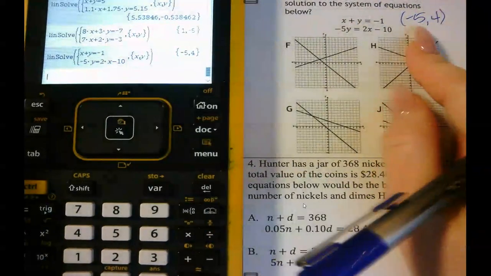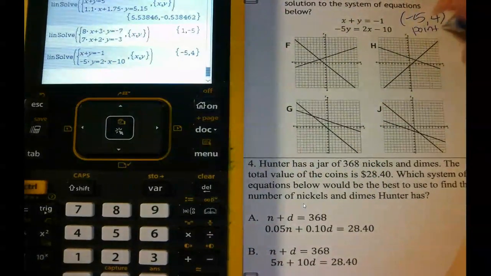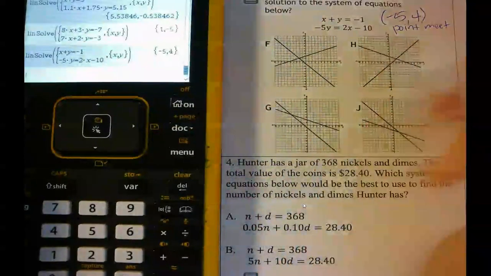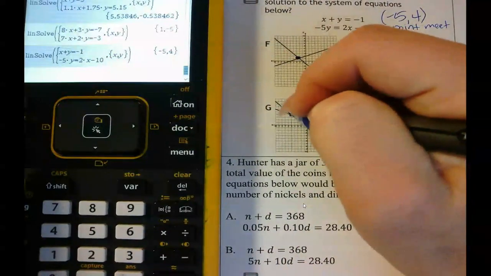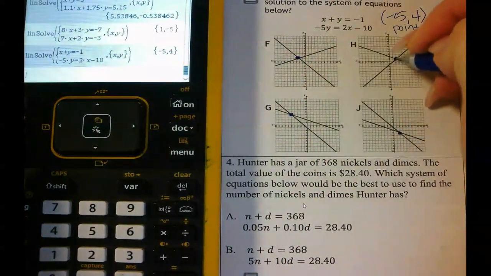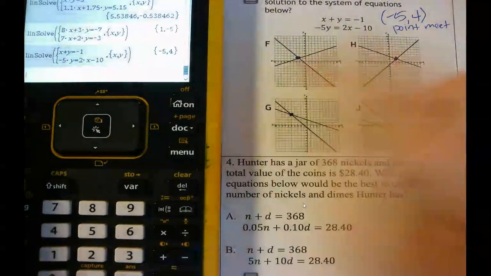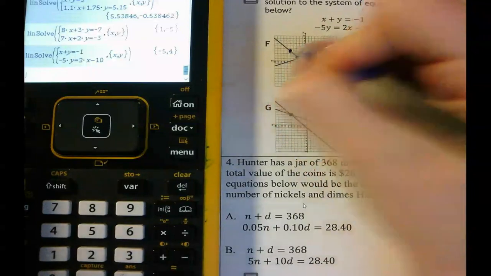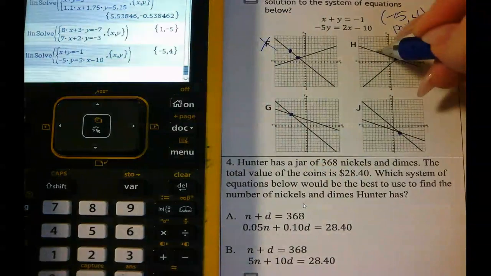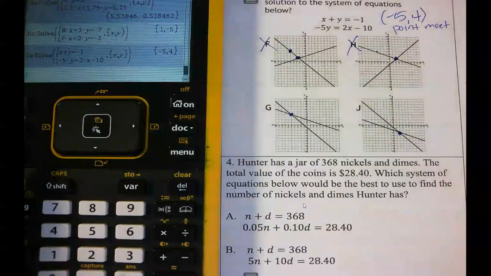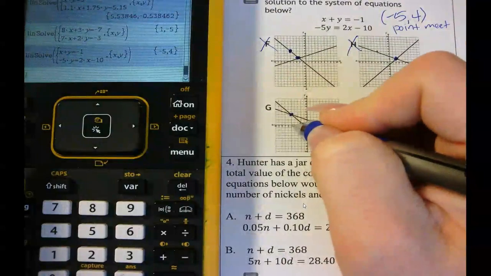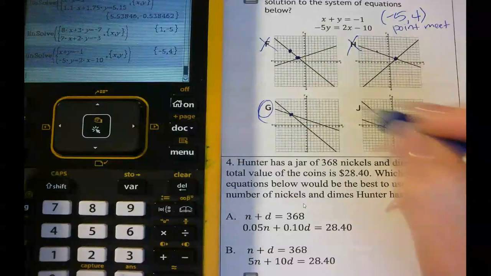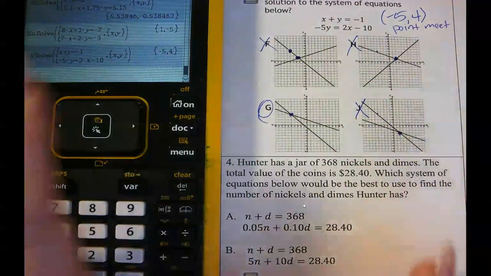What this tells me whenever I'm solving these is the point that they meet at. So now I can go graph by graph and see where they meet. Which one is at negative 5, 4? So let's see, 1, 2, 3, 4, 5, 1, 2, 3, 4. Negative 5, 4 is way up here, not that one. Again, negative 5, 4 is over here. They're meeting way over here, not that one. Count negative 5, 4, they're meeting at that one. Negative 5, 4 again is over here. They're meeting at that, so that definitely is not the answer.